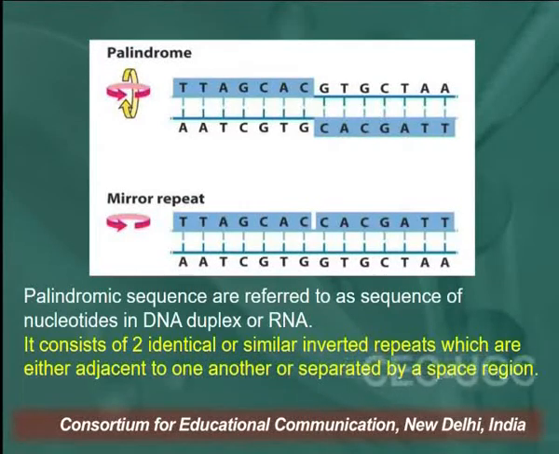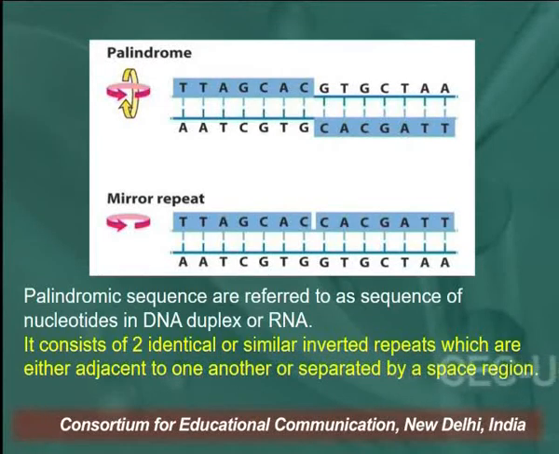It is called palindromes. So what are palindromes? You can see on your screen, it is a base sequence which is present in the DNA. Learners, palindromic sequences are referred to as sequences of nucleotides in a DNA duplex or in RNA. It consists of two identical or similar inverted repeats. Repeats of what? Repeats of base pairs which are either adjacent to one another or separated by a separate region.